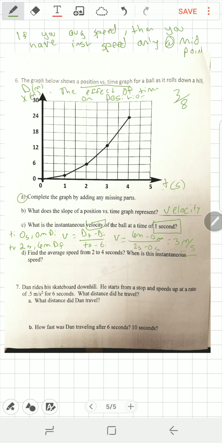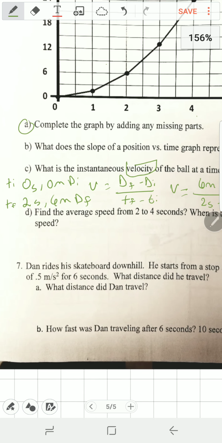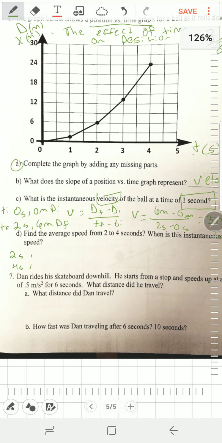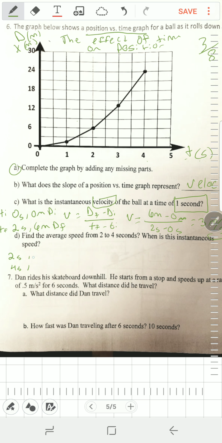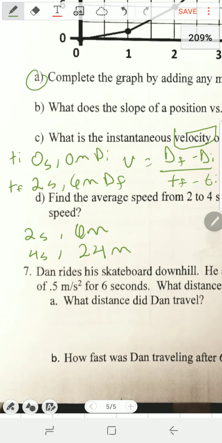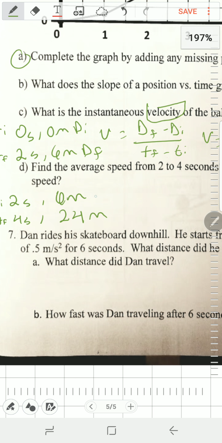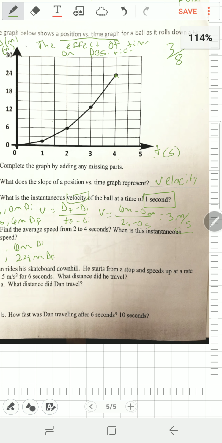It tells me my points. The points are 2 seconds and 4 seconds, comma, because we know these are going to be coordinate points. And what is 2 seconds? 2 seconds is 6 meters, because we already have it up here. And what is 4? 24 meters. Now, what are my variables? I have seconds. So this is my first second, so it's t sub i, t sub f, and this is my d sub i, d sub f.